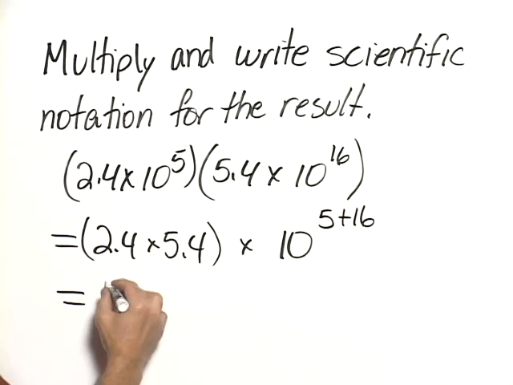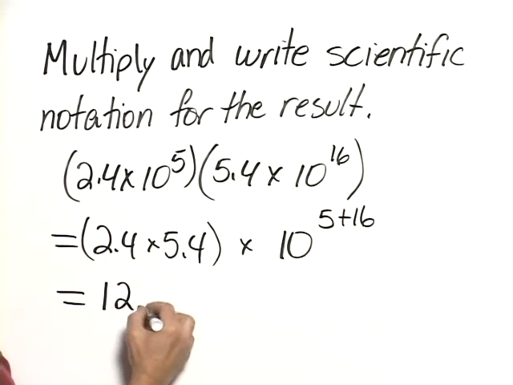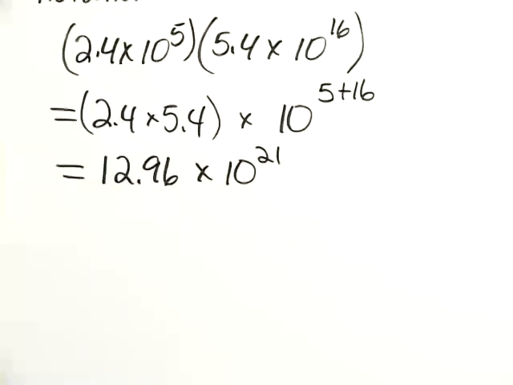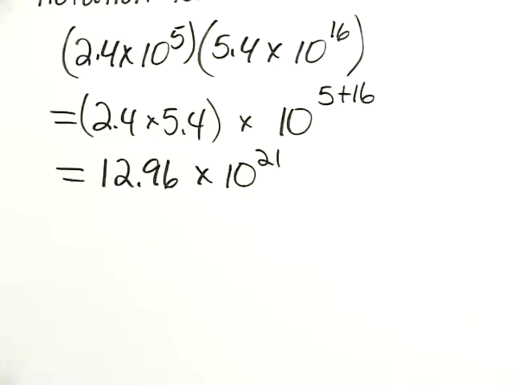Multiplying these numbers together, we get 12.96 times 10 to the 21st. Well, of course, we need to write the number in scientific notation.